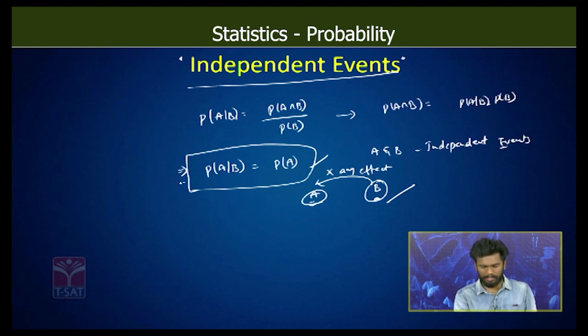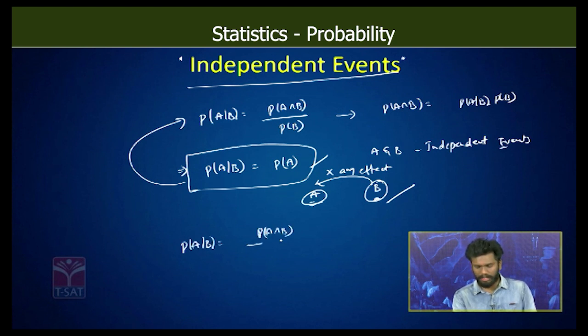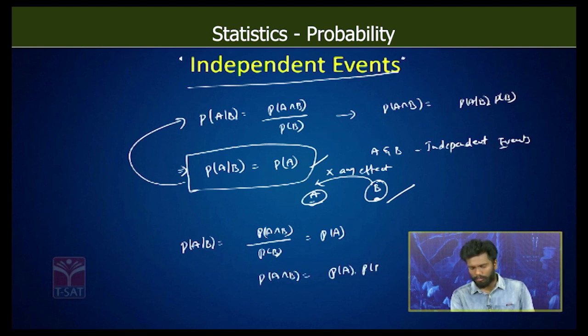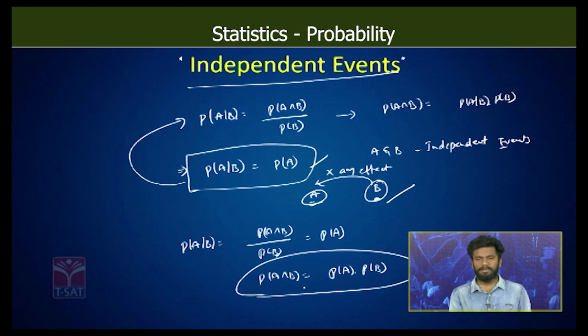So just substitute this here in the conditional probability. Probability of A given B is equal to probability of A intersection B divided by probability of B, which is equal to probability of A if the events A and B are independent. Now see here, probability of A intersection B will become probability of A into probability of B. This is one more formula you have to remember. When the two events are independent, probability of occurrence of A and B is nothing but the probability of occurrence of event A and probability of occurrence of event B.